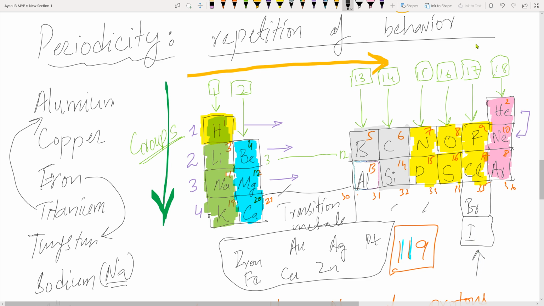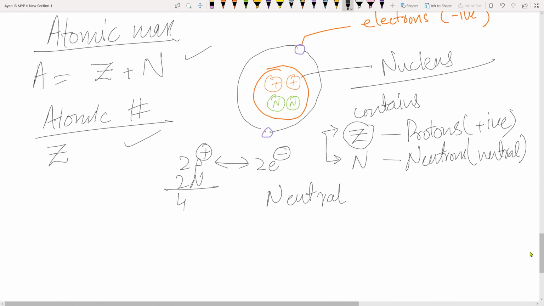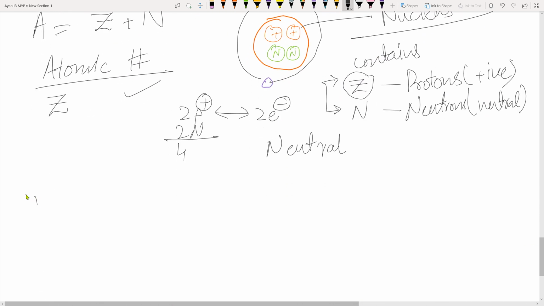This group, I'm just going to pick out three groups, actually a few of them, and I'm going to talk about them independently. We're going to name them just for the sake of ease. Number one group is what we call alkali metals. These are metals which are alkali. Hydrogen is the exception.